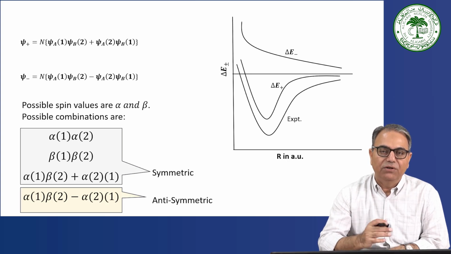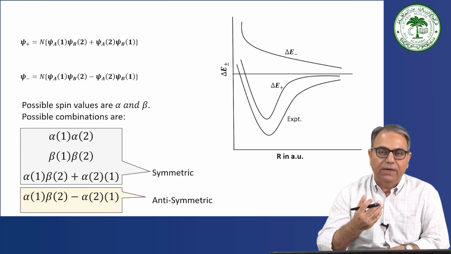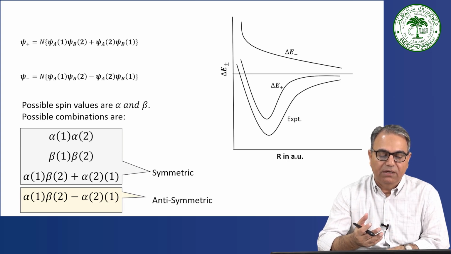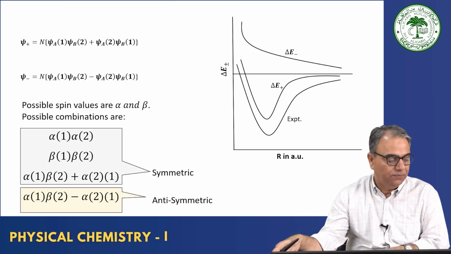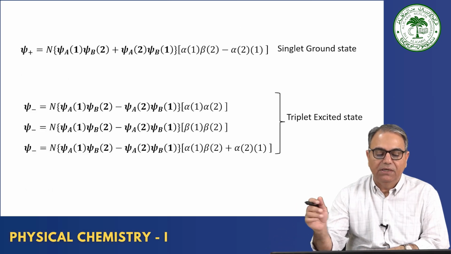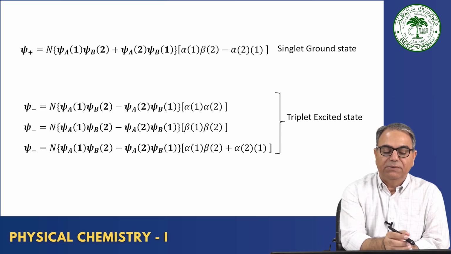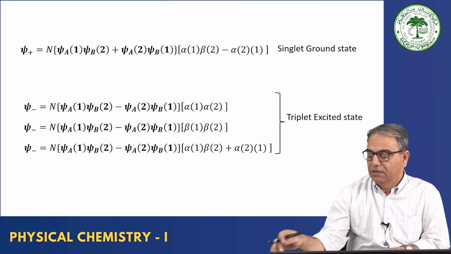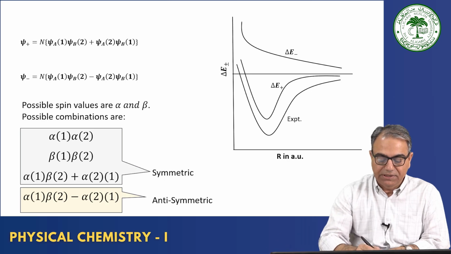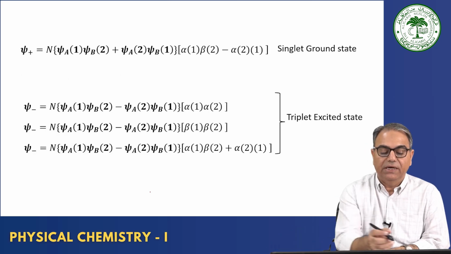Now a combination, how will you combine this? If you take the orbital wave function as symmetric, then you take the spin function as antisymmetric, and if you take the orbital as antisymmetric, then you take the spin as symmetric. If you combine these two, you have symmetric functions of orbital, and only one antisymmetric combination of the spin function. So what you get is a function like this one.